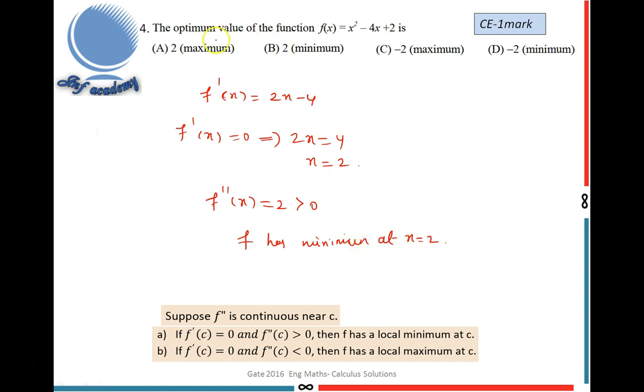What is that minimum value? Because the question asked for the optimum value of the function, I find the minimum value of f, that is f of 2 equal to 4 minus 8 plus 2. This is minus 2. So the answer is minus 2 and this is the minimum value. So the answer is option D. Option D is the correct answer.